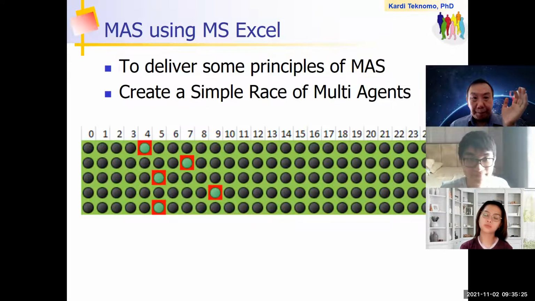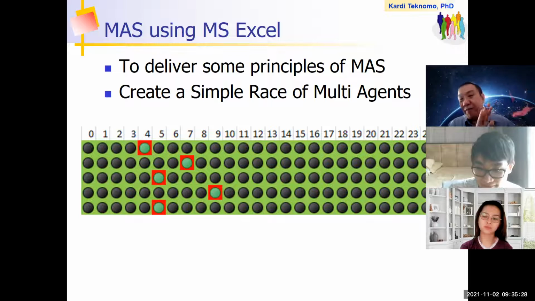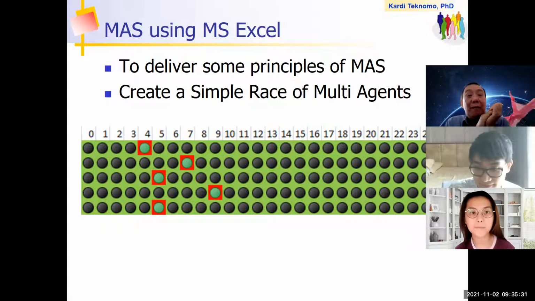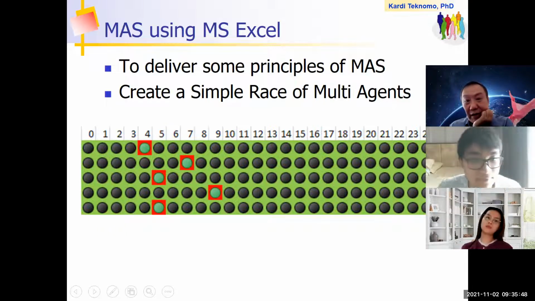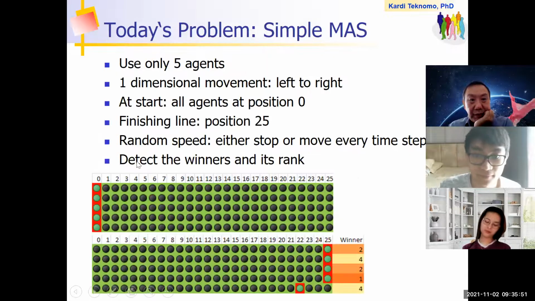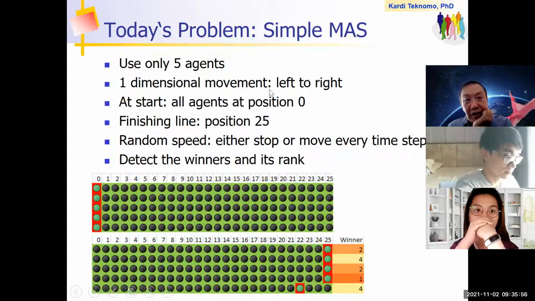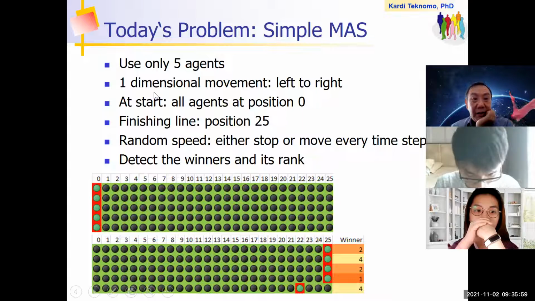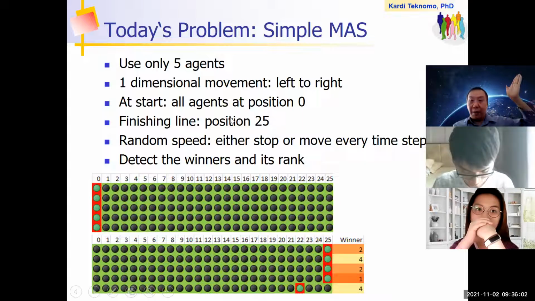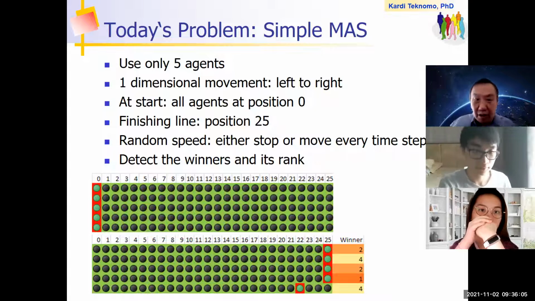Basically, this is a simplified version of that. One of my friends challenged me: can you really make this in Excel, to make an animation of that? Yeah, we can. Okay, we make it. So just put the numbers 0 to 25. Say in here we have only one-dimensional movement from left to right. Only 5 agents, so I will make 5 here. All start at agent start position 0, the finishing line is position 25.